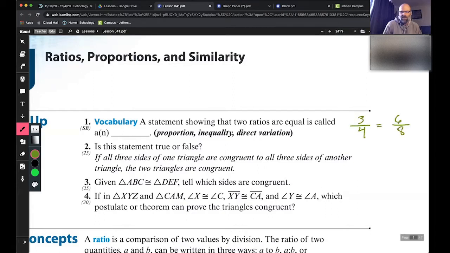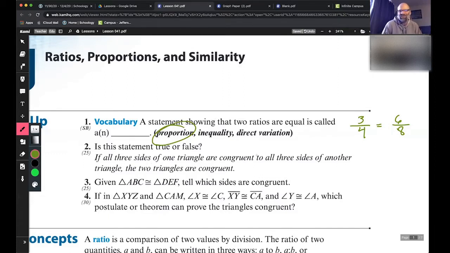So like this, what is this called? A fraction? There are two fractions, two equivalent ratios. What is that idea called? Proportional something. Yeah, they're proportions. Good job. All right, is this statement true or false?